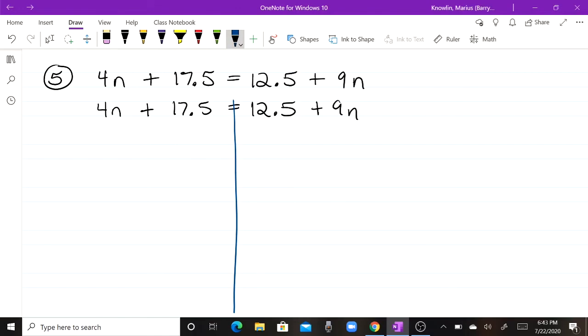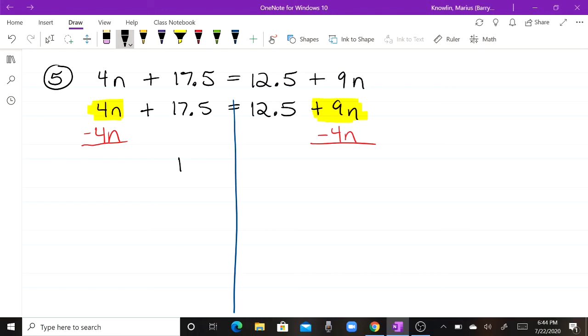And since we don't have anything to distribute, we always start by moving your variables first. My suggestion is always to move the smaller variable to the bigger variable. The smaller variable is 4n. I want to move it over here with this positive 9n. And since the 4n is positive, in order to move it, I have to subtract it or add negative 4n to both sides. So now that I've shown that I'm doing that, the 4n's cancel out.